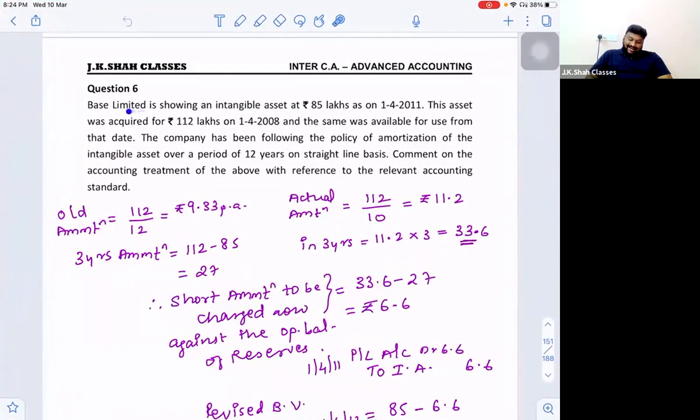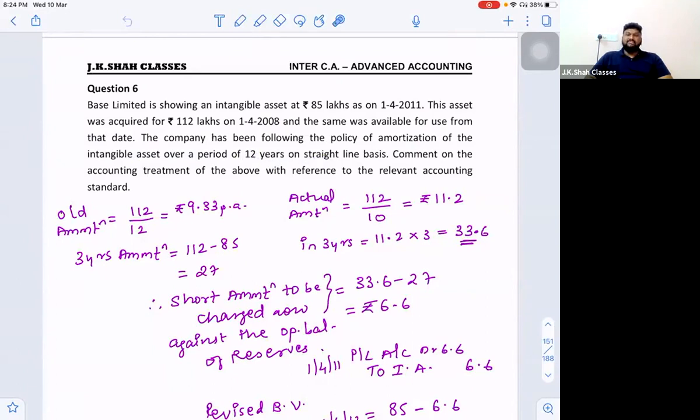Base Limited is showing an intangible asset at 85 lakhs as on 1st April 2011 in its books. This asset was acquired for 112 lakhs on 1st April 2008, that is 3 years back, and the same was available for use from that same date. So since it was available to use from this same date, technically amortization can also be charged from this date only. The company has been following the policy of amortization of the intangible asset over a period of 12 years on straight line basis.